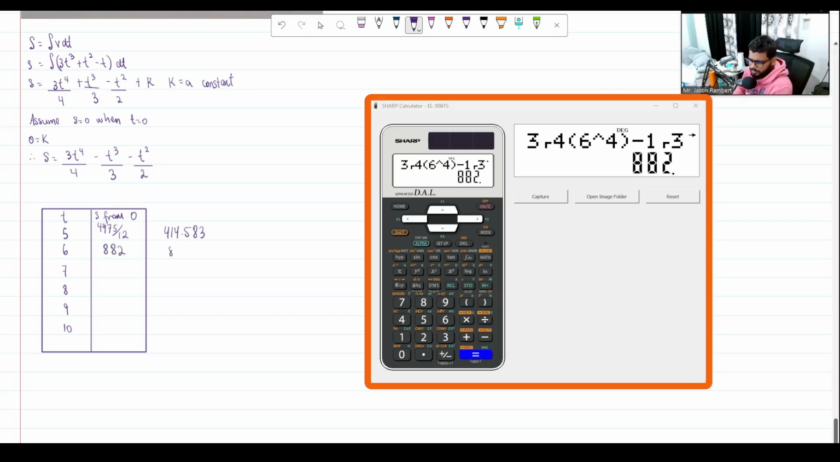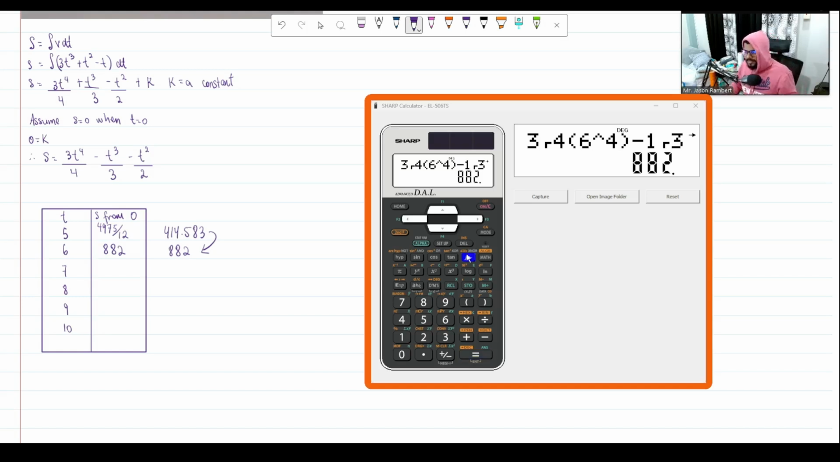882. Now what this means is between 5 seconds and 6 seconds, the truck moved forward. How much he would have moved forward could just be the difference between those two numbers. That's how much he moved forward between 5 and 6 seconds. Now what we're looking for is the case where he moved backward. If I get a smaller number, that means he moved backward.